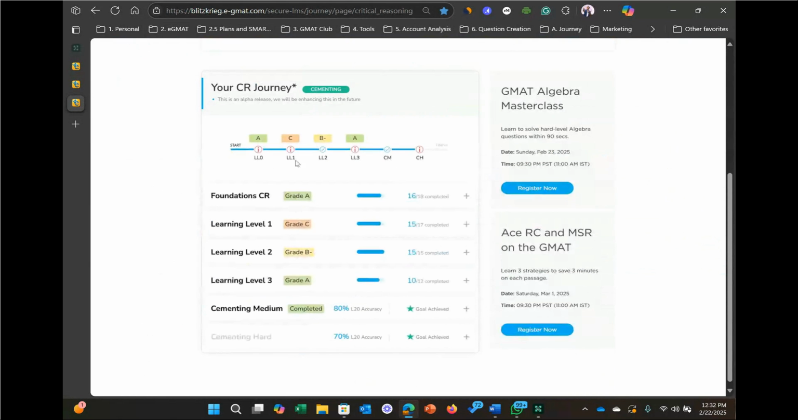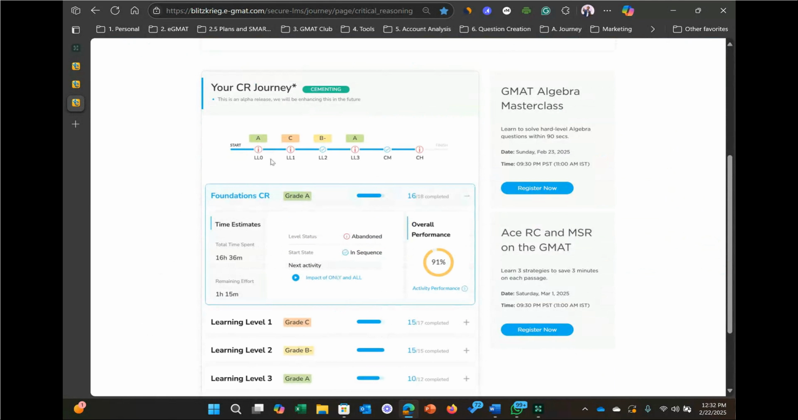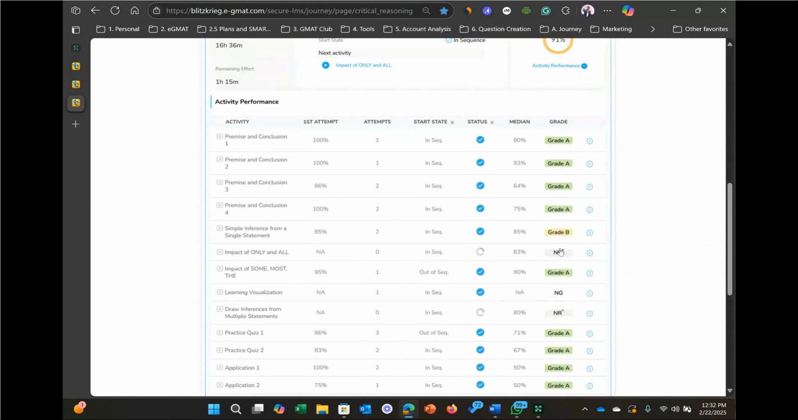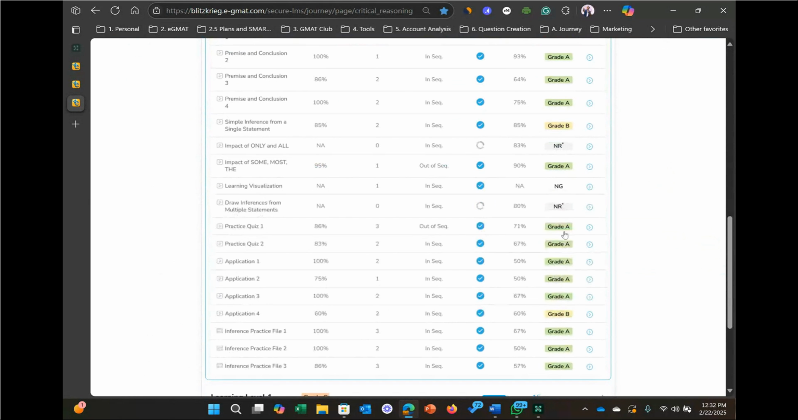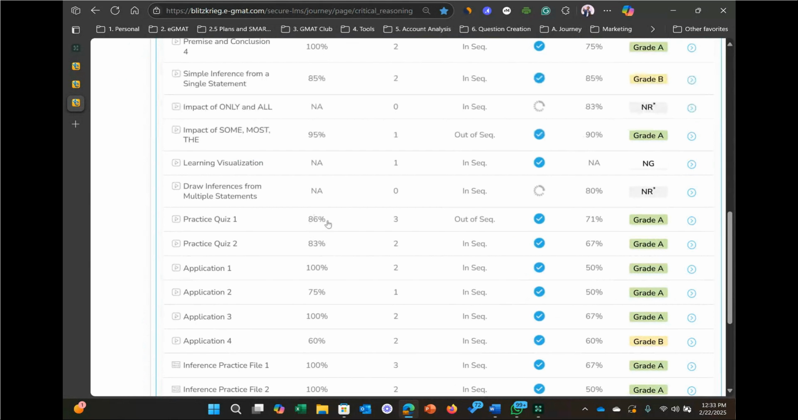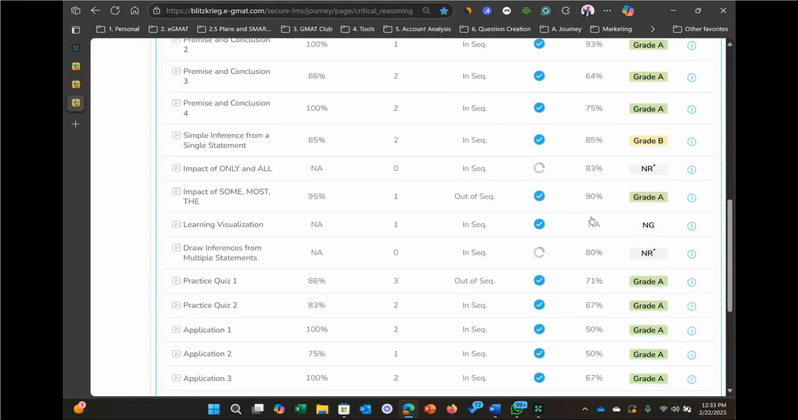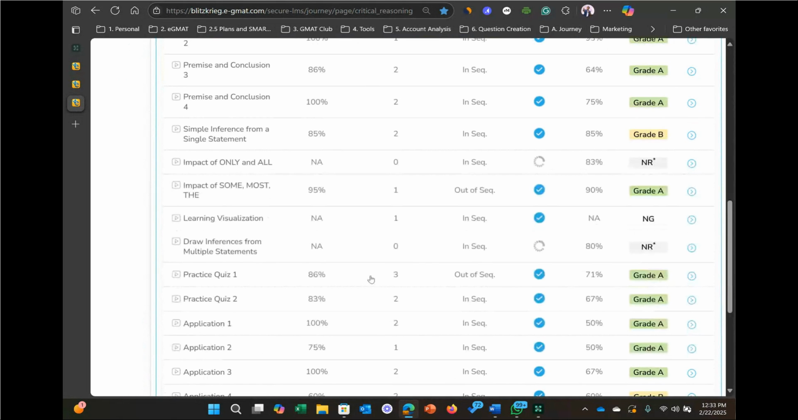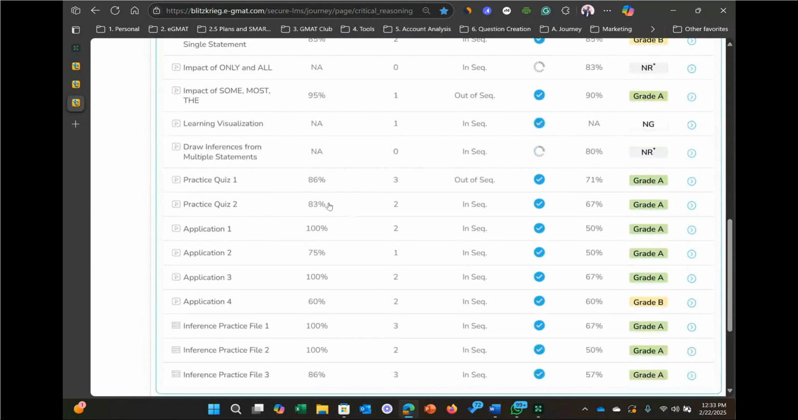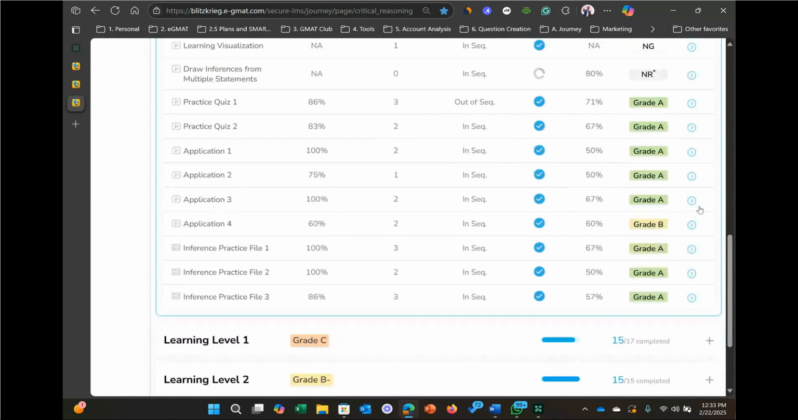And here you can really see this person did really well on learning level 0. And then you can see that every activity has a grade which is given to you over here. Wherever you have a grade A, that's excellent, which means you did really well. For this practice quiz 1, this person got an 86%. The median score here was 71%. This was a hard quiz. She actually attempted this 3 times. And again, really important that whatever you feel is hard, wherever you had a mistake, this also shows the habits of high scorers here. Okay.